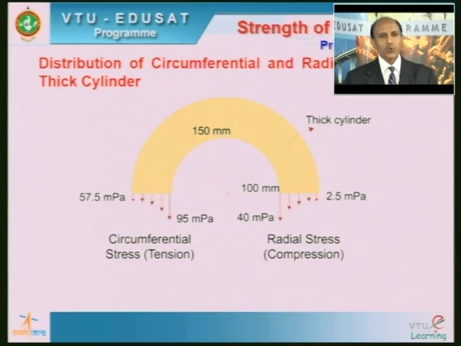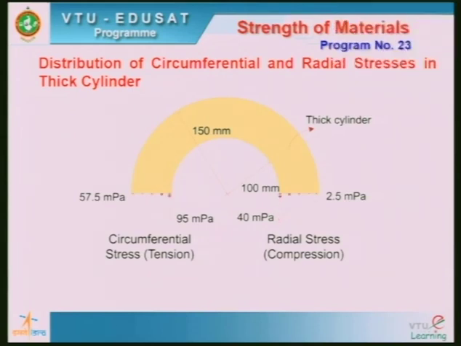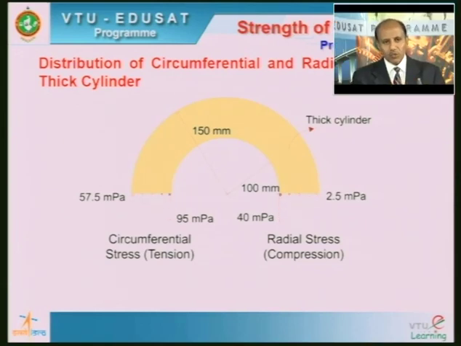So, what I am trying to show you here is one half of the cylinder, internal radius 100, external radius 150. On the left hand side of the screen, I am showing you how the circumferential stress is going to vary. The circumferential stress varies from 95 megapascals at the internal surface to 57.5 megapascals at the outer surface. Please understand, there is a huge difference between these values, and the most important thing is how it is varying. It is not varying linearly, it is varying in a non-linear way, as r square, please understand.